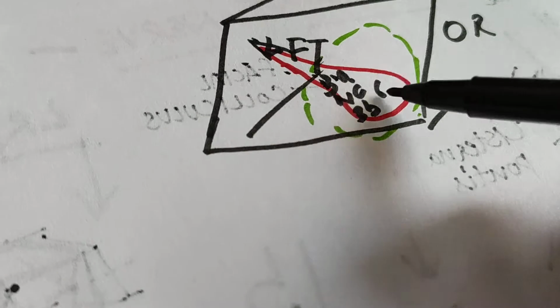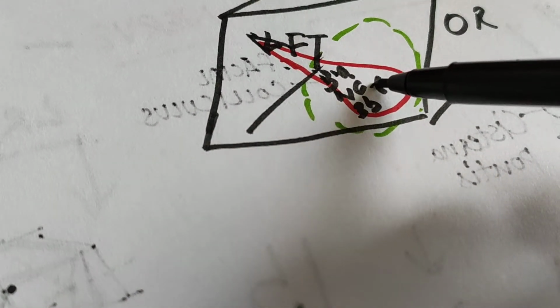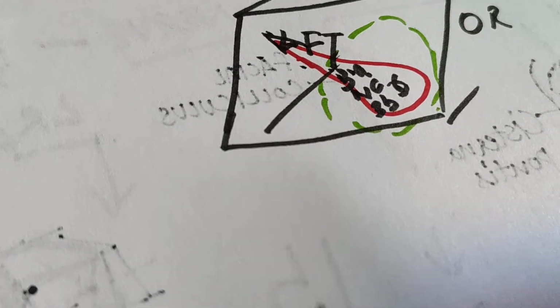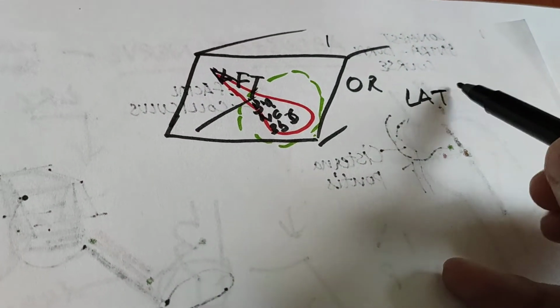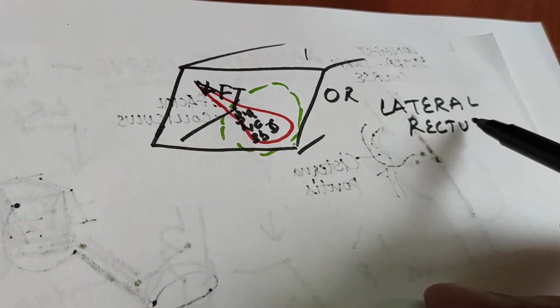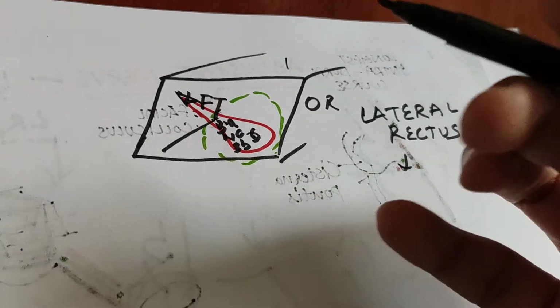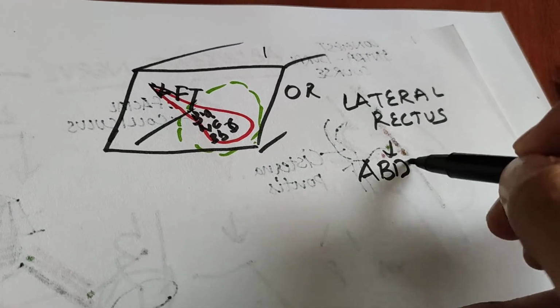So the sixth cranial nerve enters the common tendinous ring, through the superior orbital fissure. Then it supplies the lateral rectus of the eye. As the name suggests, the lateral rectus is at the lateral side of the eye, and it pulls from the lateral side, that is abduction. So it does the abduction of the eye.